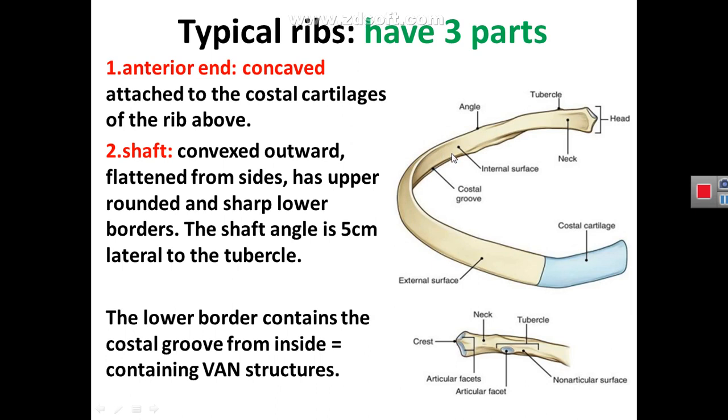The sharp lower border shows a groove from inside, which is called the costal groove, that usually contains the intercostal nerves and vessels. Also, we can see posteriorly that the shaft contains an angle, an angulation, which is about 5 centimeters from the tubercle of the rib, which is part of the posterior end.